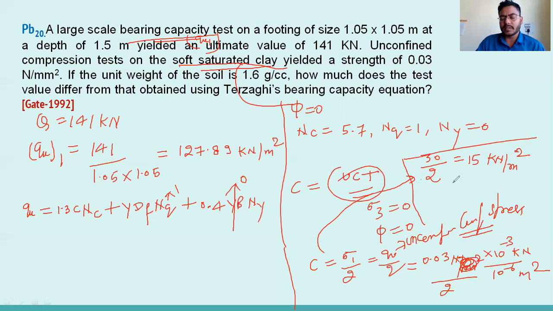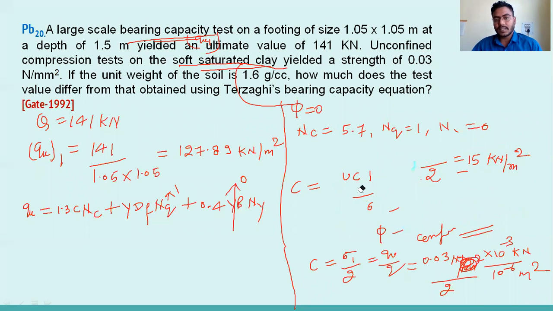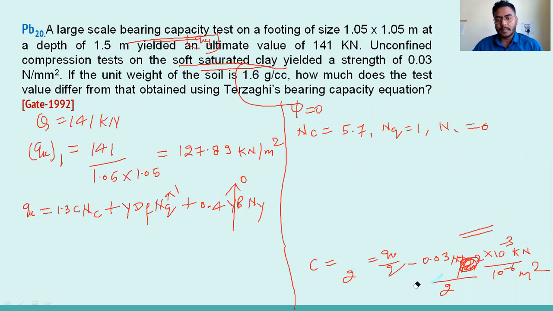You can check the unit conversion. So we'll also get 15 kilonewton per meter square. So now we have the C value from the unconfined compression test. And gamma we can write. Gamma is given as 1.6 gram per centimeter cube.